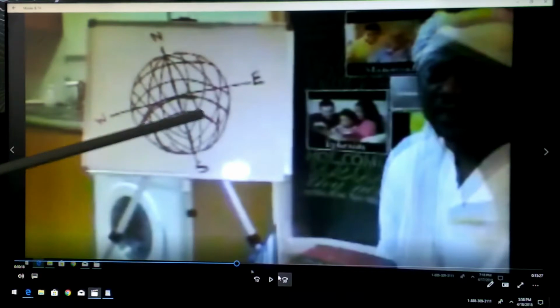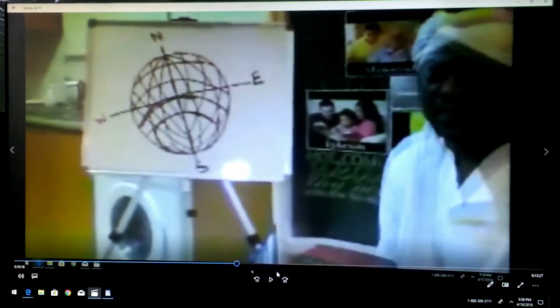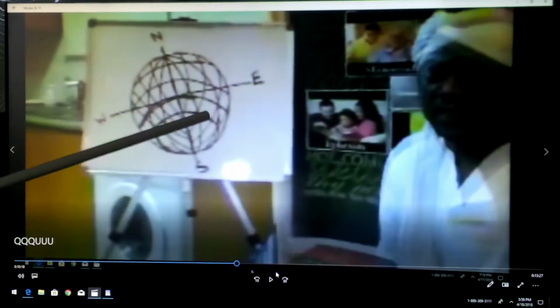1, 2, 3, 4 quarters. And the 4 quarters have 4 corners. Where are the 4 corners? 1 corner here, 1 corner there, 1 corner here, 1 corner there. And it's quarters. 1 quarter, 1 quarter, 1 quarter, 1 quarter. And where would this be on the earth?